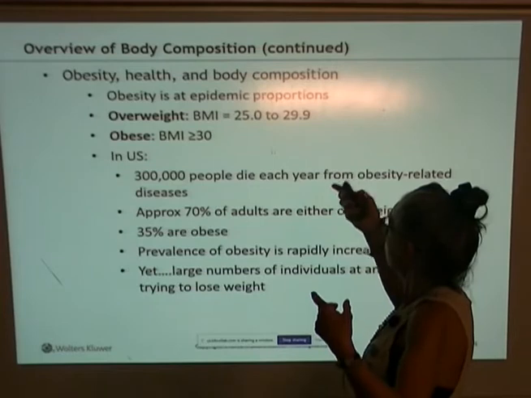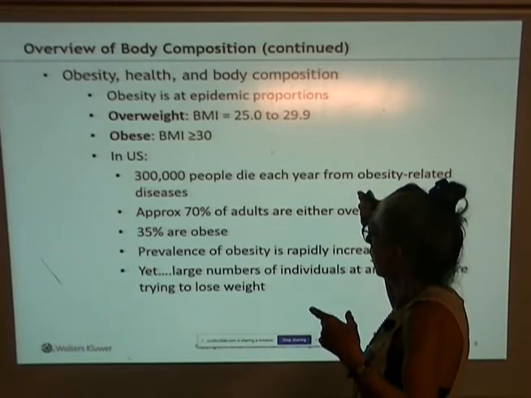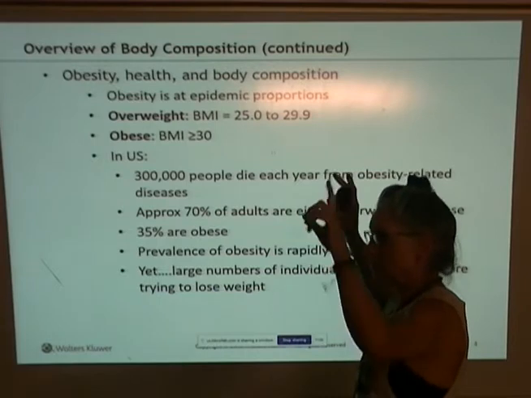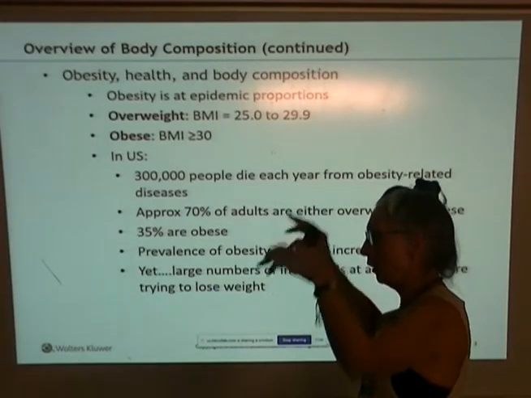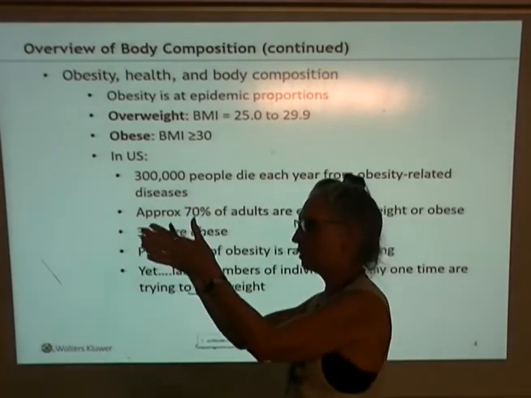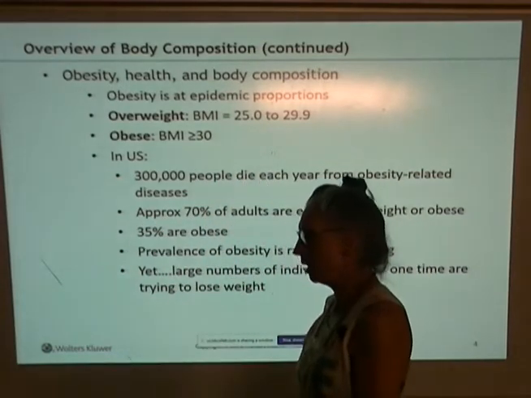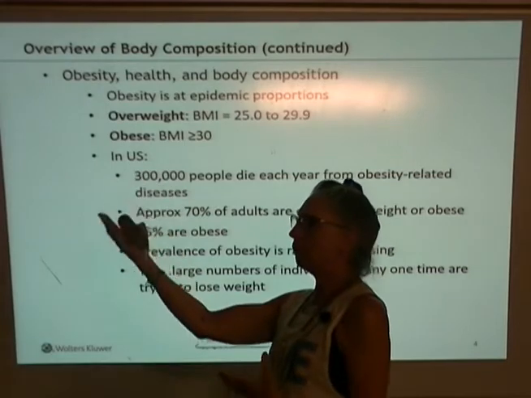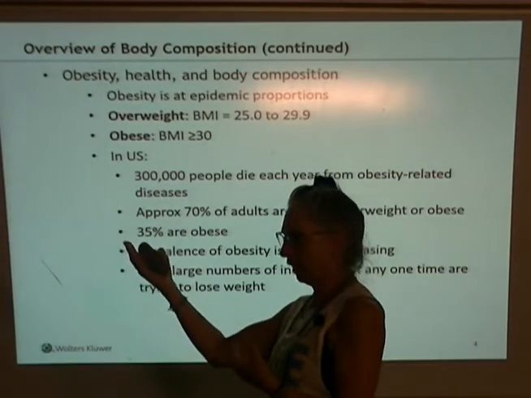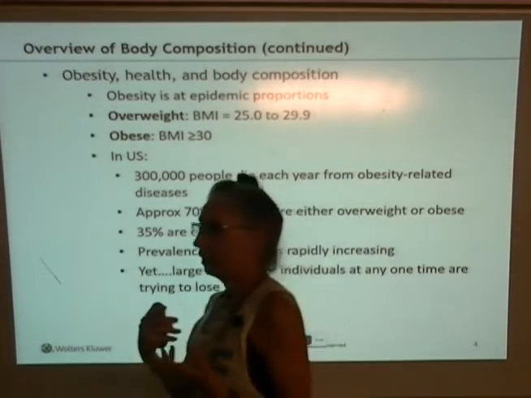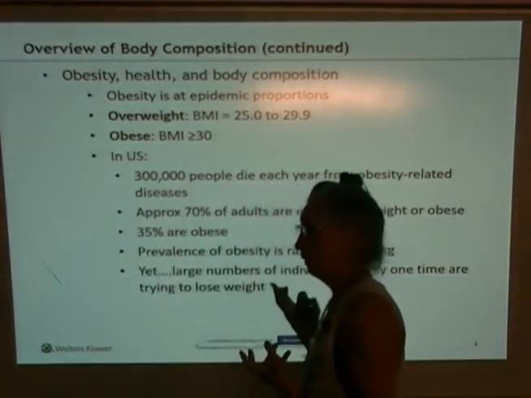So 25 to 29.9 BMI is considered in the overweight category. You have to eyeball the person. If they've got shoulders like this and hips like this and great big muscly thighs, that number is not telling me they're overweight. Okay? Obese is BMI equal to or greater than 30.